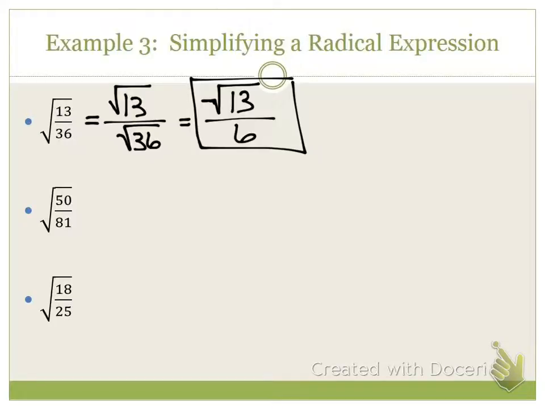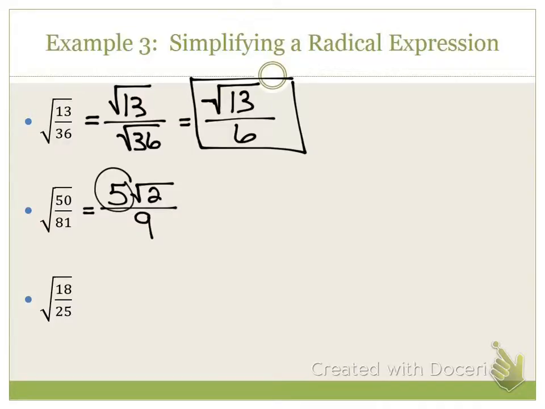All right. Now, you can also put this in your calculator. Hit your square root button and hit the fraction button and enter the entire fraction, 50 over 81, and hit equals. What is your simplified answer? 5 times the square root of 2 over 9.